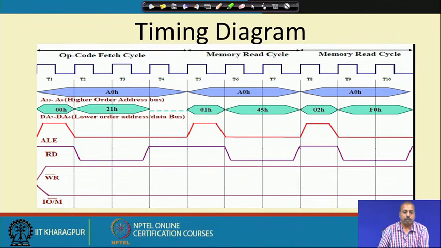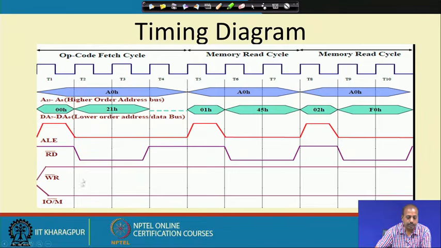So, this is the whole operation. We start with the higher order address bus containing A0 and the lower order address bus containing 00. The ALE signal is given, and the read bar signal is given. So, this memory will get the content of this location, that is 21 hex, and put it onto the data bus when the read bar signal is low.